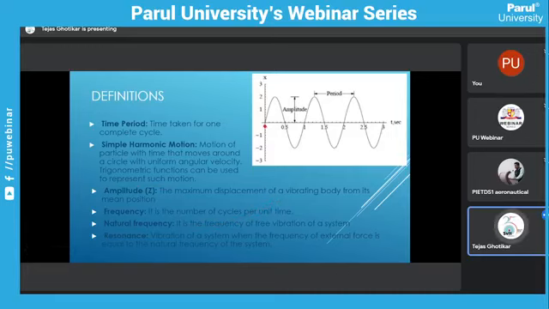Then frequency. What is frequency? In unit time, how many oscillations do we have? It's the number of cycles per unit time. So here, in 1 second, we have one oscillation, so the frequency is 1. It's 1 hertz or 1/second.